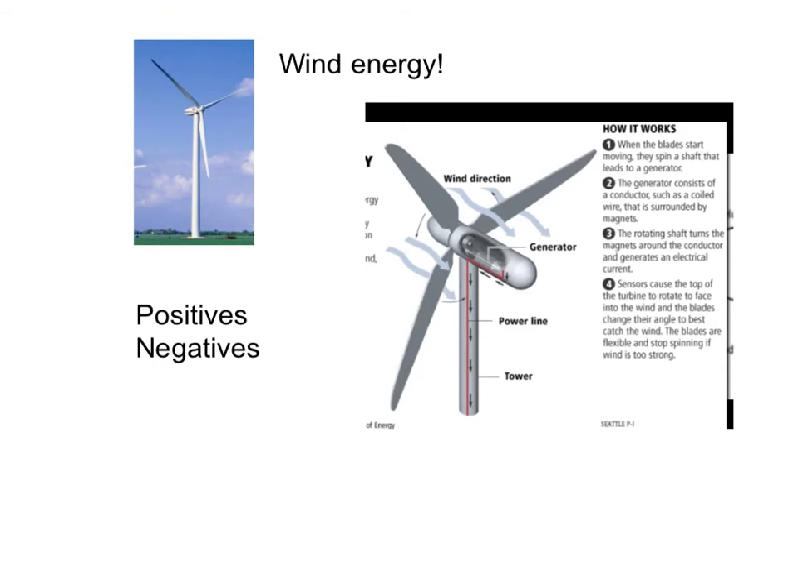This one's on wind energy. Again, I just took a couple of screenshots, pictures off the internet. This one over here, you can see how it works: when the blades start moving, they spin a shaft that leads to a generator. So again, you could describe to us what a generator is. Pretend you're explaining this to somebody who may not know what you're talking about. That's one of the benefits of Explain Everything. You can hopefully break this down and explain it so that folks know what it is you're talking about.